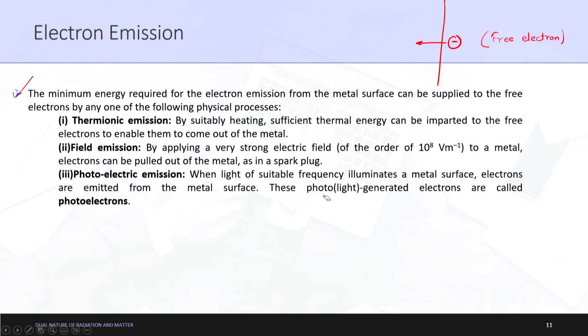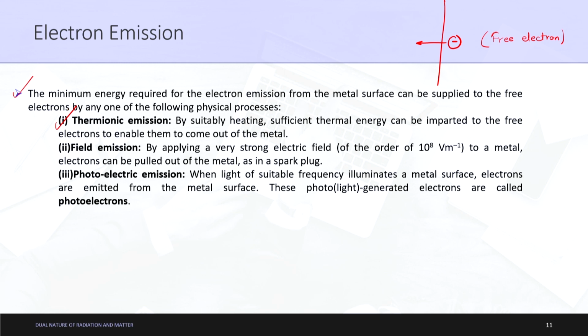So, by suitably heating, sufficient thermal energy can be imparted to the free electrons to enable them. Please remember, these energies are being imparted where? It is imparted to the free electrons. So, by suitably heating, sufficient thermal energy can be imparted to the free electrons to enable them to come out of the metal. Fine. So, this is called thermionic emission.